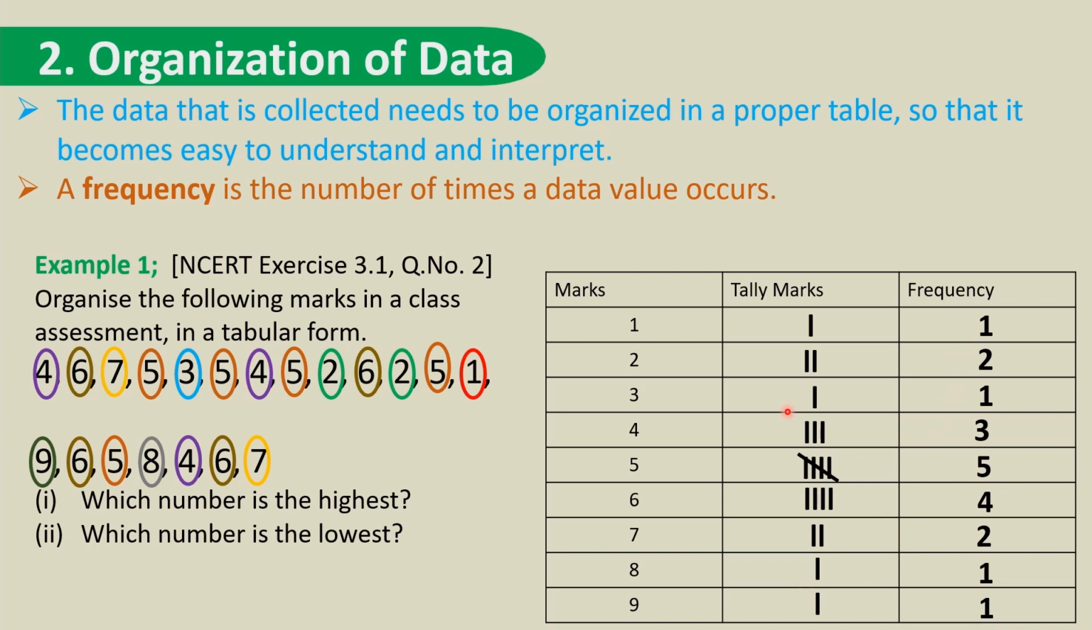So here we represented the data in a tabular form. By looking at the raw numbers you won't get any information, but by looking at this table you will get a lot of information, right? Lowest mark is 1, highest mark is 9, and how many students secured 5 marks? 5 students. All right, that is the frequency.